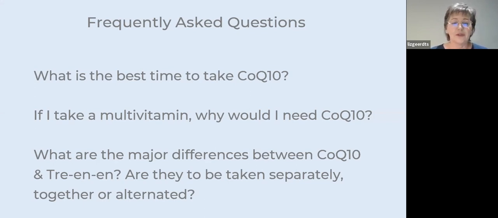So they can definitely be taken together. They don't have to be separated, and they don't have to be alternated one day or the other. They're not conflicting anywhere, they're actually enhancing one another.